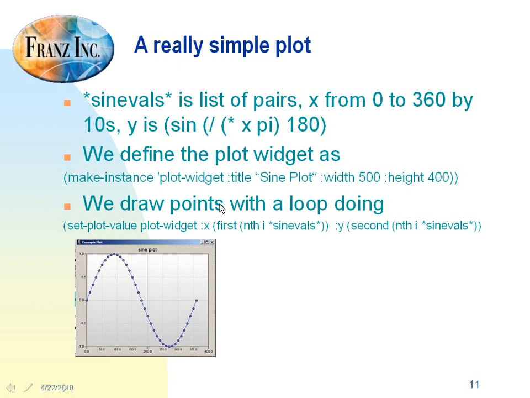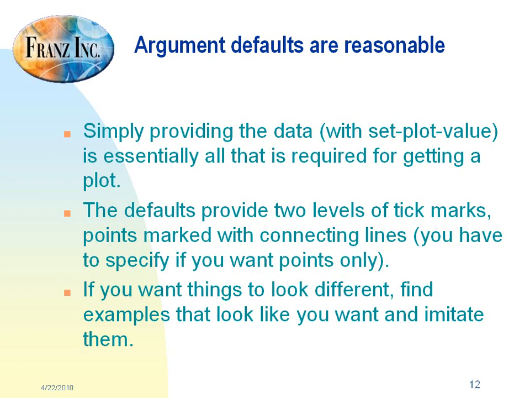And then we draw points on this graph with a do times loop, or it could be a do list loop, but as you will see, it's a do times loop running through set plot value. And the result of this is that it prints the sine curve. The point of this is that all we did was create a plot widget, specify a size, and plot some data. And there you go, you had a plot.